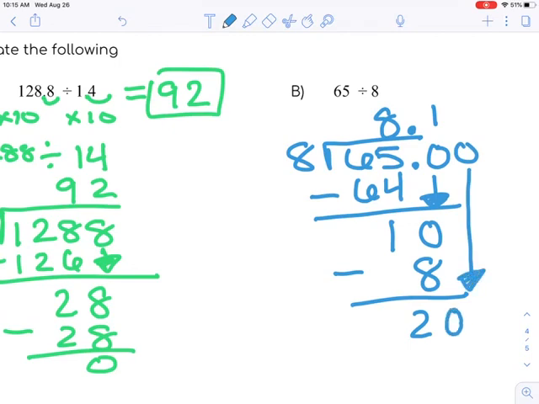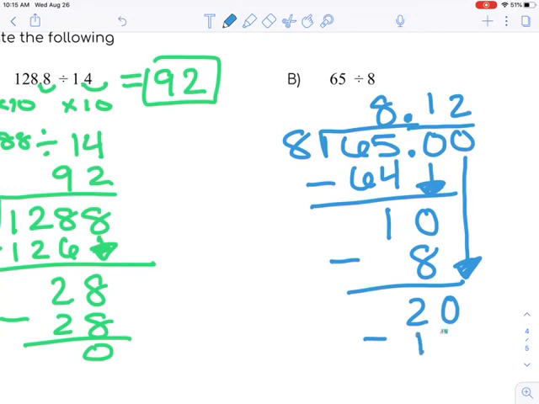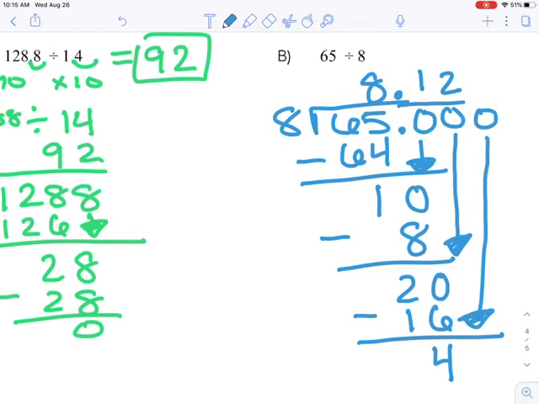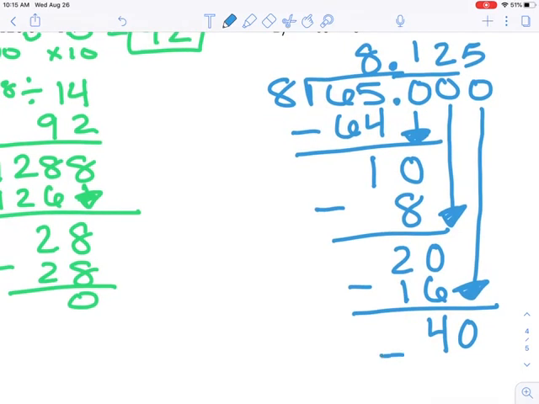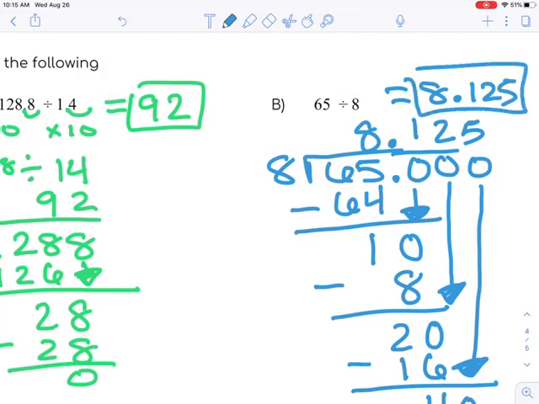And 8 can go into 20. It goes in 2 times. 8 times 2 is 16, so I'm going to subtract 16. And now I have 4 left over. 8 can't go into 4, so I'm going to bring down another 0. And now I have 40. And 8 can go into 40. It goes in 5 times. And there's nothing left over now. We are all done because 8 times 5 equals 40. So my answer here is 8.125.